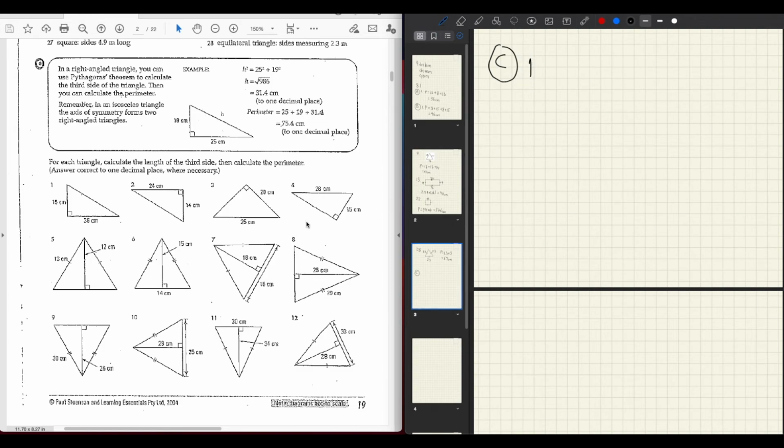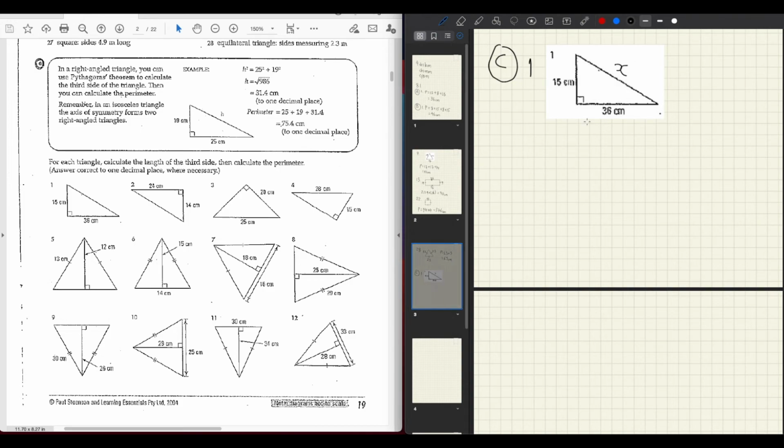So question 1. For each of the triangles, calculate the length of the third side, then calculate the perimeter, correct to one decimal place where necessary. I'm just going to copy this question here. There's the nice, beautiful little question. What we need to do is what the question says. Calculate the length of the third side. I'm just going to let this side be x.